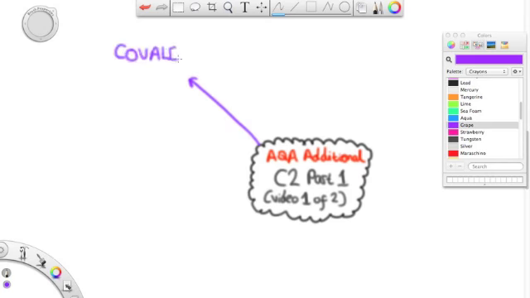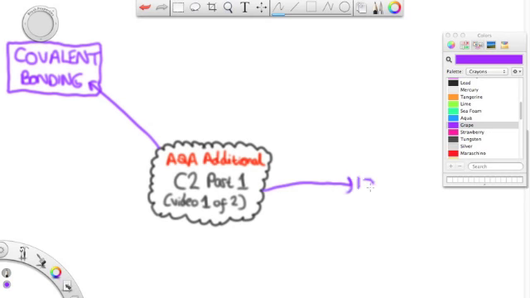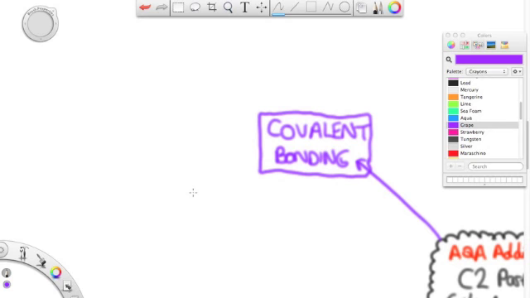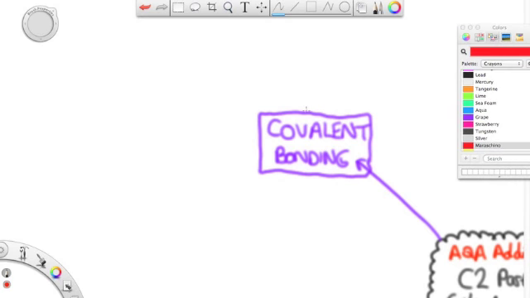So in the video we look at three types of bonding, which is covalent bonding, ionic bonding, and lastly, metallic bonding. And by the end of the video we should be able to describe and explain all three types, giving examples. But let's first look at covalent bonding.